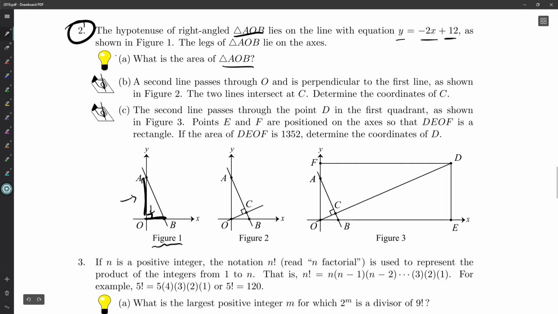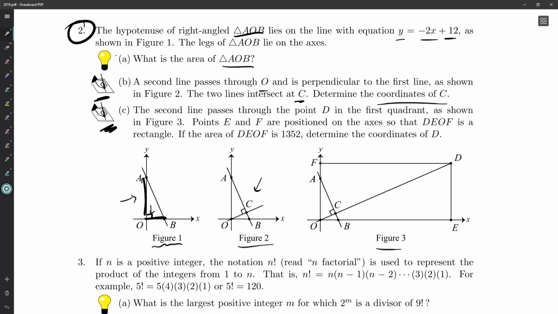As I say, it is a light bulb question. But the next two parts are written solution, and I assume they have to do with figure 2 and figure 3. B. A second line passes through O, the origin, and is perpendicular to the first line as shown in figure 2. So we have a nice little perpendicular, and then we've got the C. The two lines intersect at C. Determine the coordinates of C.